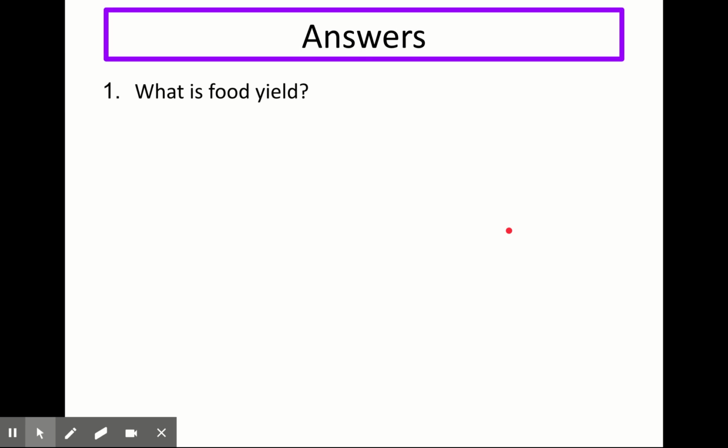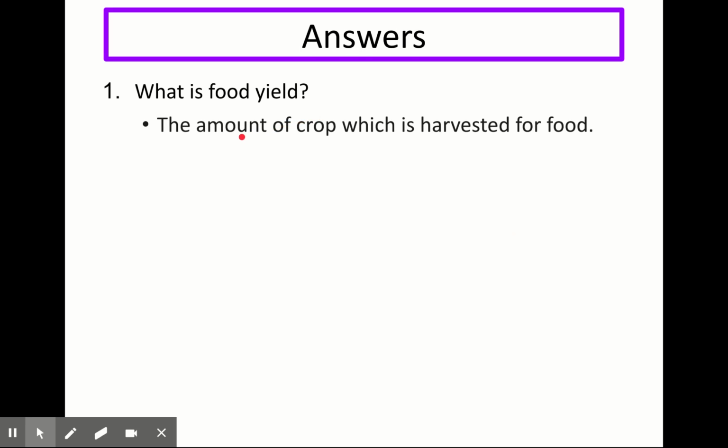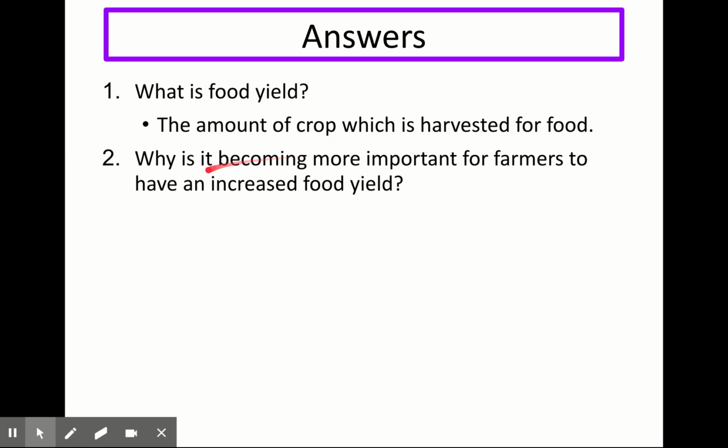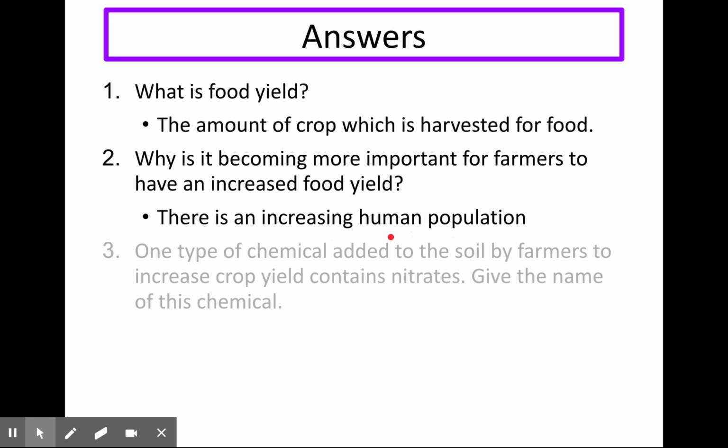So question number 1 asks you what is food yield. So it's the amount of crop which is harvested for food. Number 2 asked why is it becoming more important for farmers to have an increased food yield, and that's because there's an increasing human population.